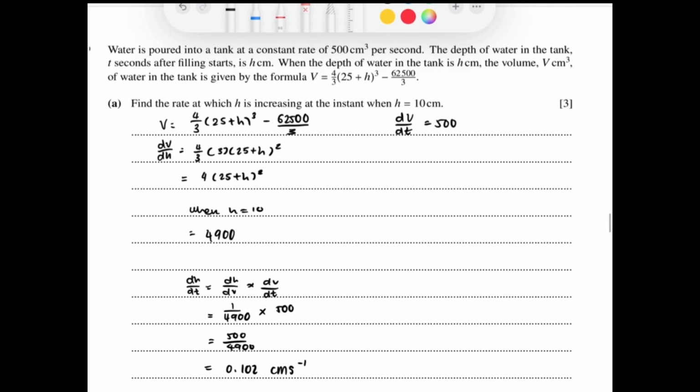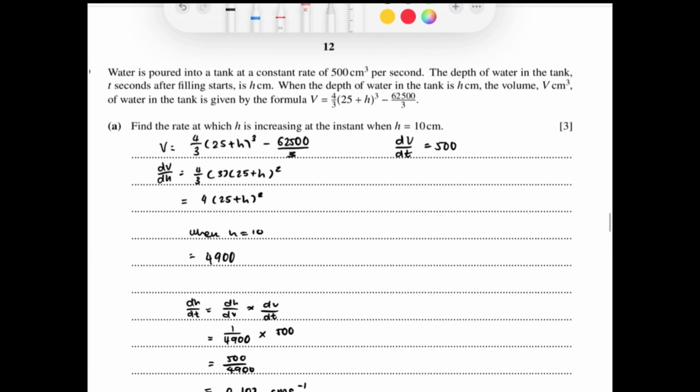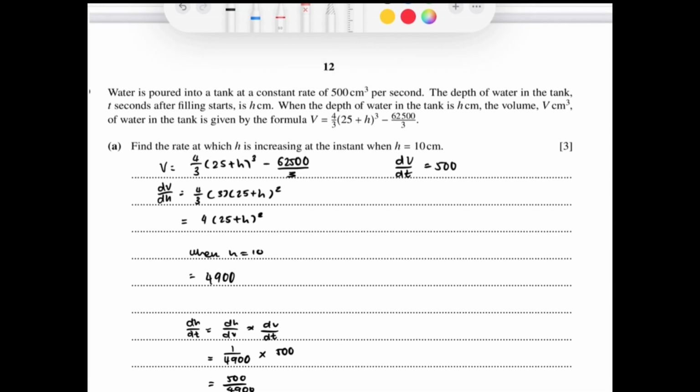In question 9, we're asked to find the rate at which h is increasing at the instant when h is equal to 10 cm. So water is poured into a tank at the constant rate of 500 cm³ per second. Already, we know dV over dt equals 500 from this. And we know it's V because it's 500 cm³, and we know that's a t because it's per second. Okay, so the depth of water in the tank t seconds after filling starts is h cm. When the depth of water in the tank is h cm, the volume is given by this formula.